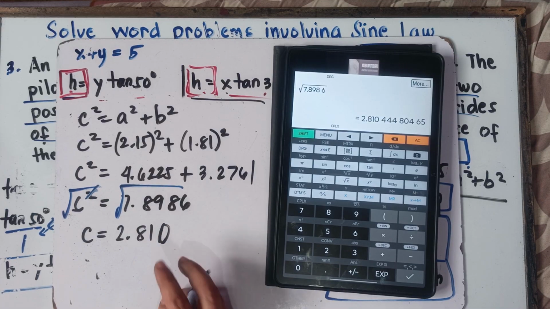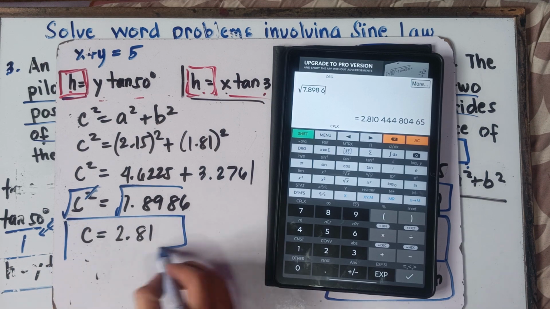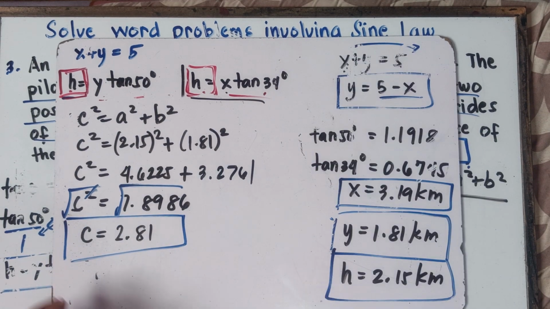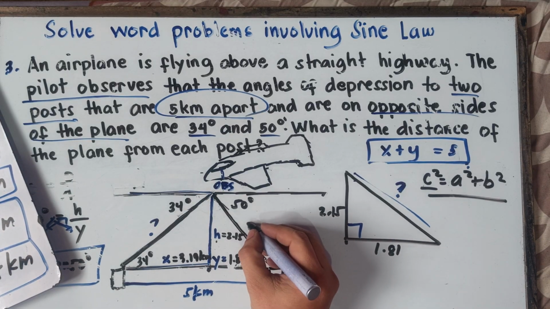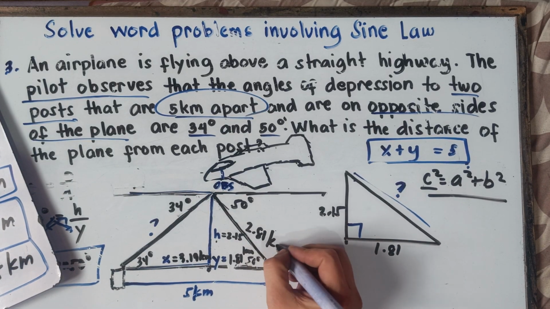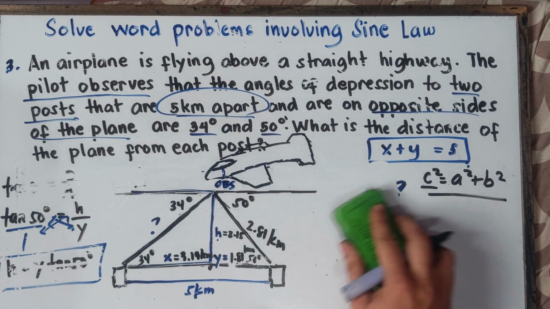2.810. So we need to have at least 2 decimals. So 2.81. Alright, so this one right here is 2.81. So this is 2.81 kilometers. And the other one, this one right here, class, let me draw this one.